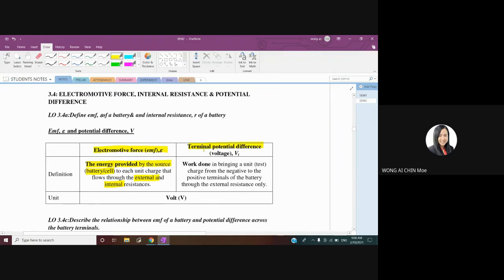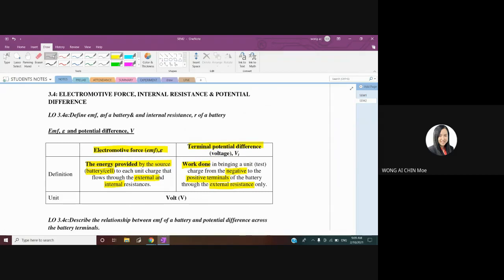Whereas for a terminal potential difference, terminal meaning the positive terminal and the negative terminal. It's the work done in bringing a unit of charge from the negative to the positive terminal of the battery through the external resistor. Meaning that for terminal potential difference, we only measure the external resistor. So this is what we call terminal potential difference.